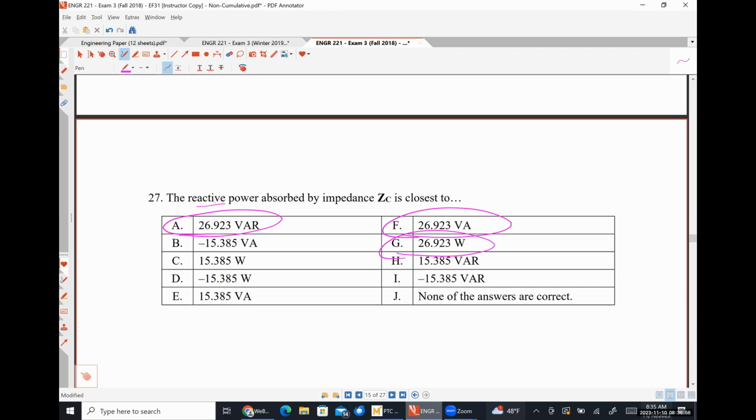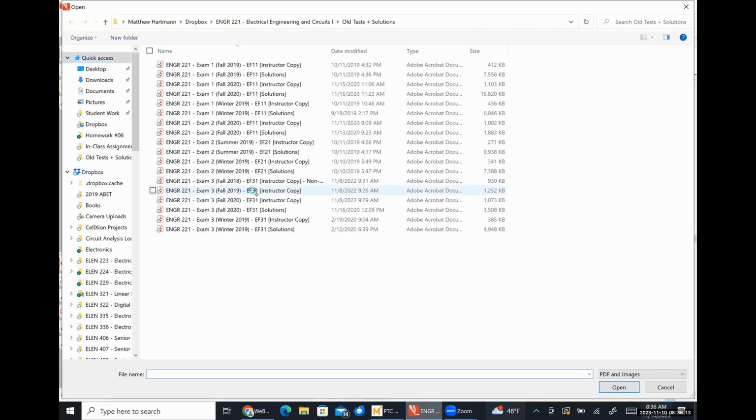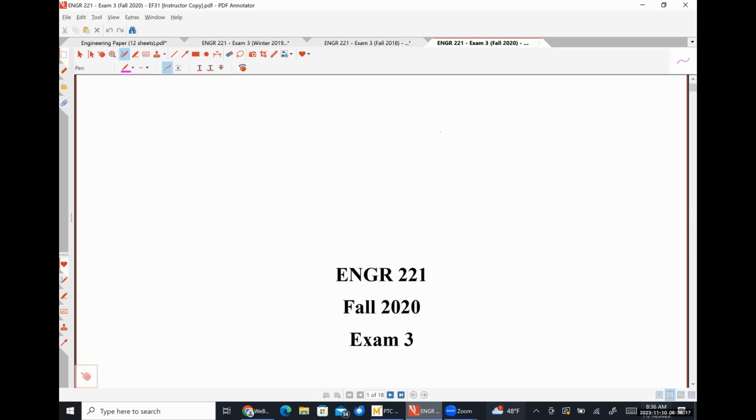Yeah. All right, what's next? All 2020, number 4.